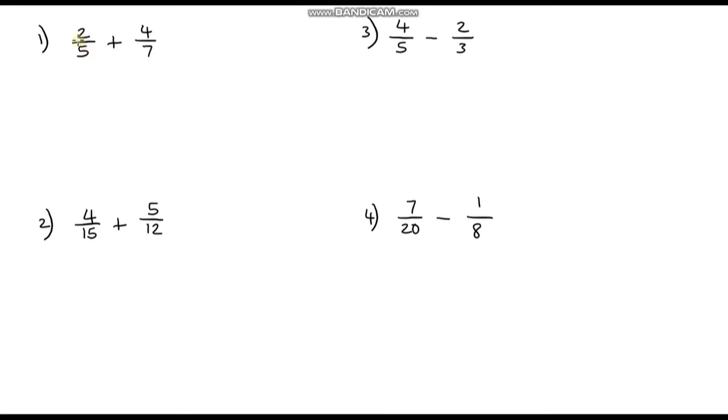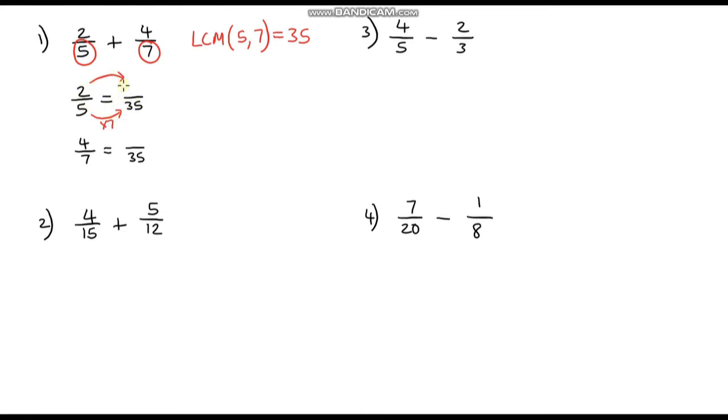So we're going to find the lowest common multiple of 5 and 7, and that would give us 35. So now I'm going to turn these fractions into equivalent fractions where both fractions have a denominator of 35. So 2/5, to go from 5 to 35, we are multiplying by 7. So remember, whatever we do to the bottom, we have to do the same to the top. So 2 times 7, that gives us 14.